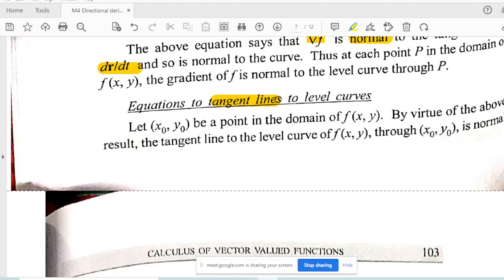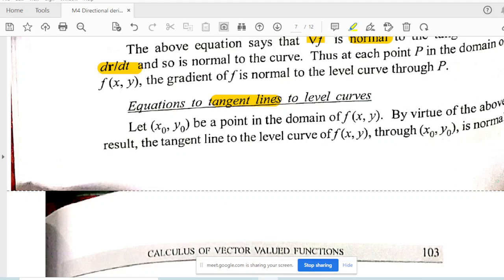So equation of tangent line to level curve. Our level curve is a surface, because we are considering a function in two variables. Our level curve will be a surface. When we say surface, we can think about a plane, a table, or best of all, the surface of a paper.